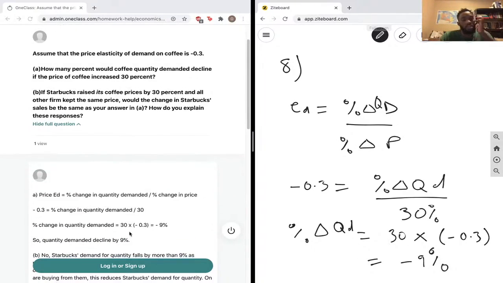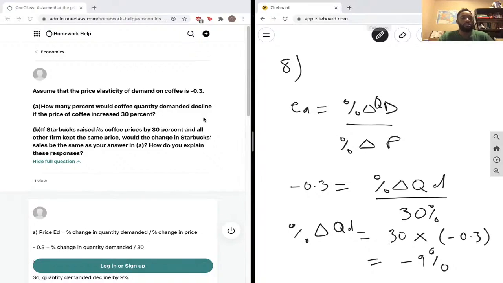All right, the tutor says exact same thing. So price elasticity of demand is the percent change in quantity demanded over the percent change in price. We have the price elasticity. We have the percent change in price. You just have to solve for the change in quantity demanded, and it's 9%, a decrease of 9%. So for part A, quantity demanded will decline by 9% if the price of coffee is increased by 30%.